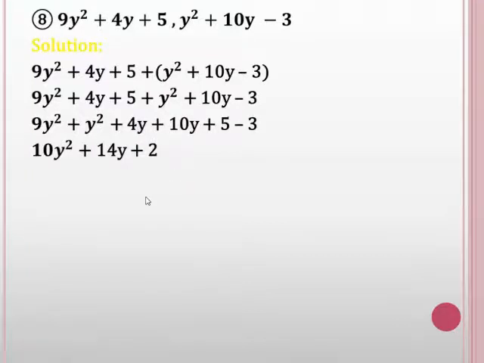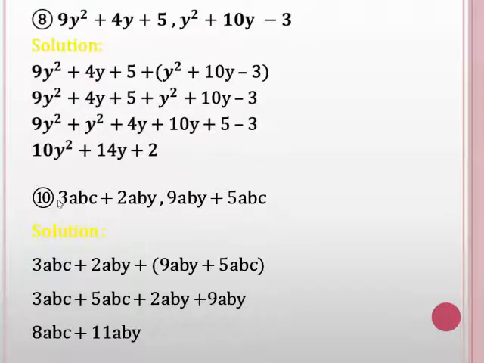Now here we discuss another question from the same exercise, which is question number 10. 3abc plus 2aby, and the second expression is 9aby plus 5abc. Now here we start a solution. 3abc plus 2aby plus 9aby plus 5abc. Now here we remove the bracket and separate the like terms. The first like term is abc. So here we write 3abc plus 5abc plus 2aby plus 9aby. Now these like terms are added with each other. 3 plus 5 is equal to 8. So here we write 8abc plus 9 plus 2 is equal to 11. So here we write 11aby.